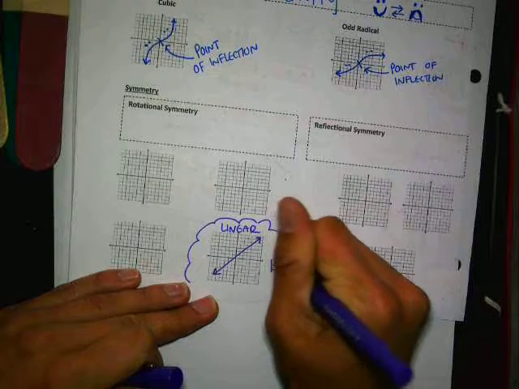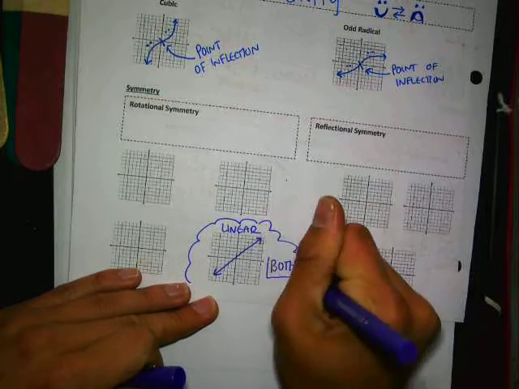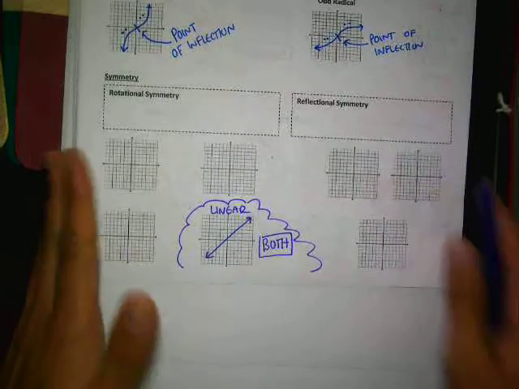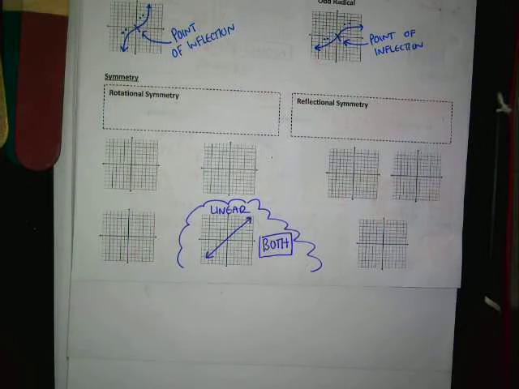To describe the symmetry, just put both, just because there's so many different types. All right, so you can't get specific with the type of symmetry it has. It has rotational, it has reflectional. We're just not going to get specific with it. Just put it has both types of symmetry and leave it at that. All right.